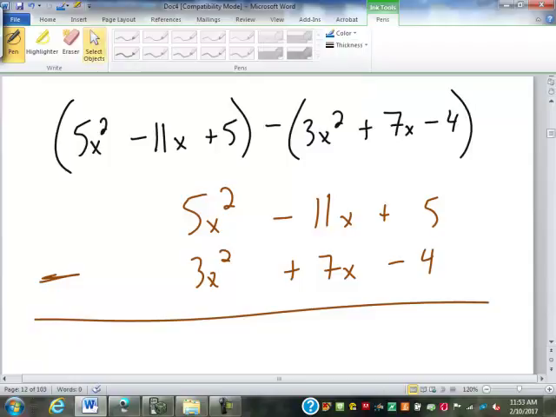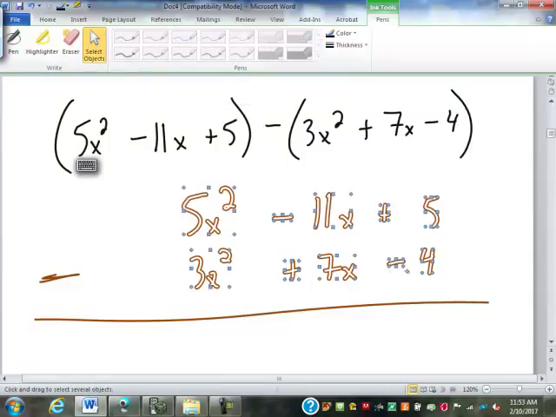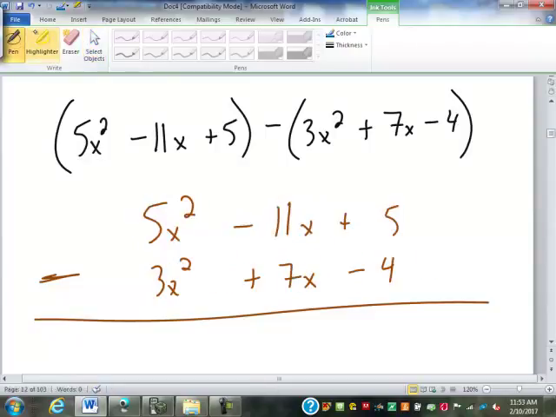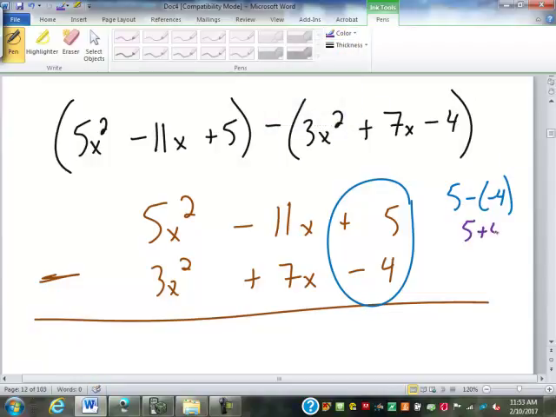Now when I do these, I like to write them off to the side so that I can deal with the subtraction. I'm going to slide this over just a little bit. Give myself some room. So here we've got 5 minus a negative 4. 5 minus a negative 4 is going to become 5 plus 4. So that is just positive 9. Good.